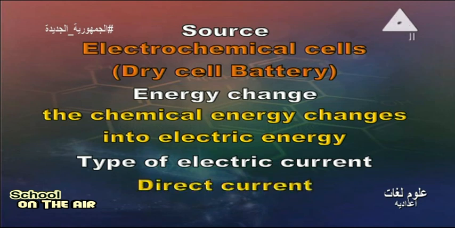So there are 3 points to compare between the electric currents: source, energy change, and type of electric current. The source is the electrochemical cell, dry cell battery; the energy change is from chemical energy to electric energy; the type of electric current is direct current.